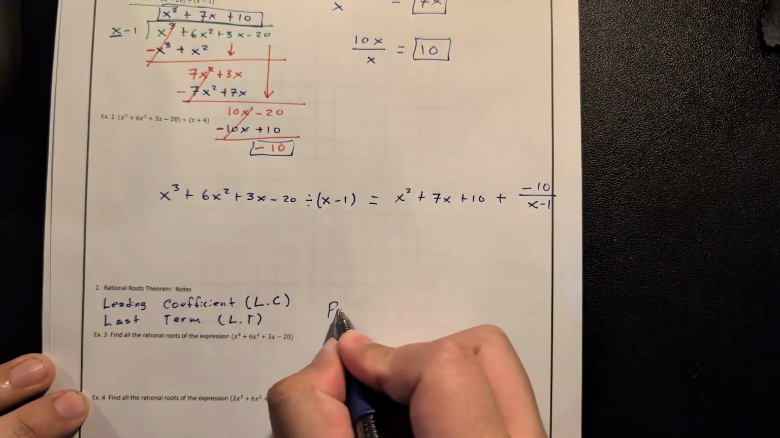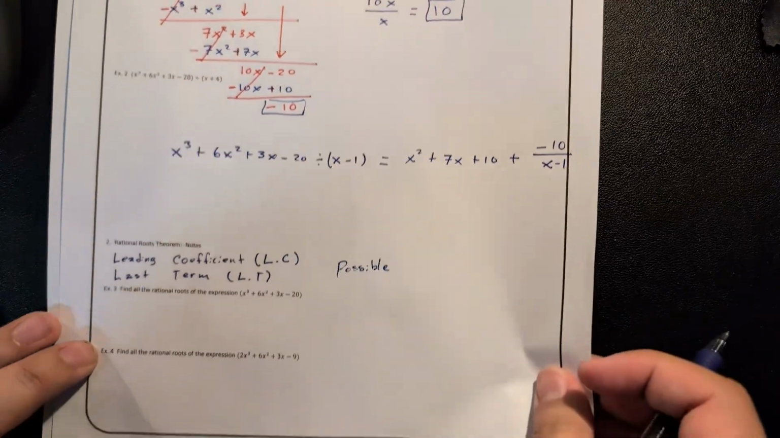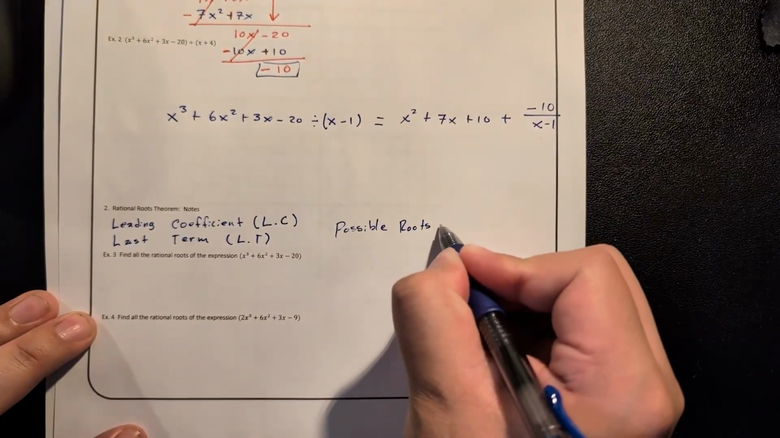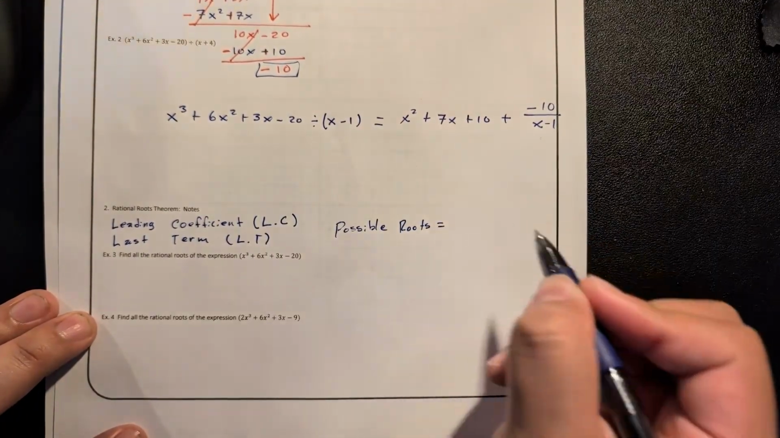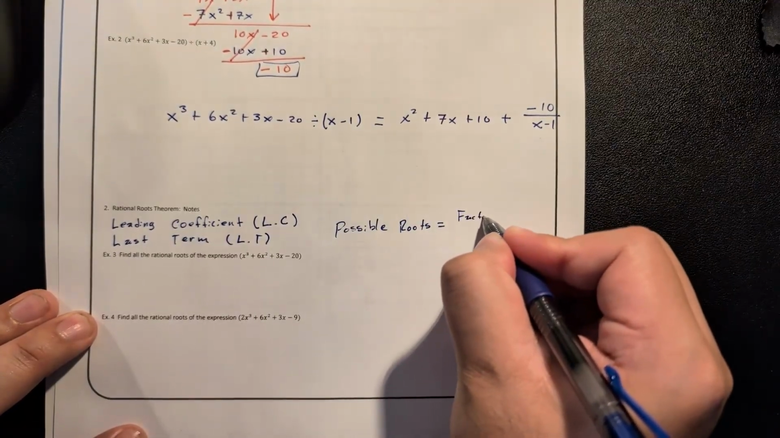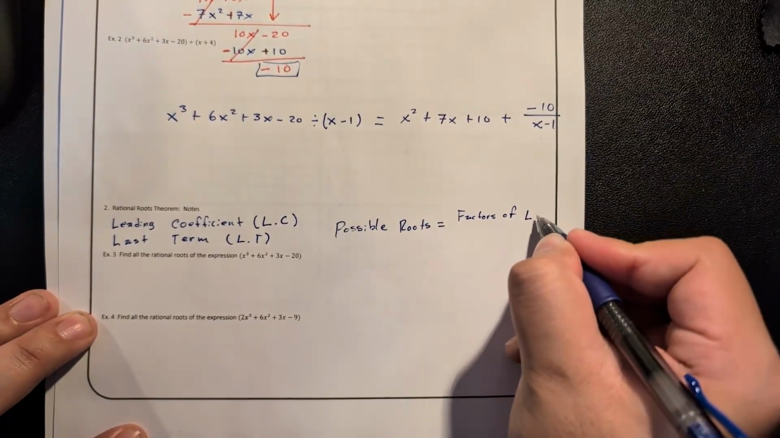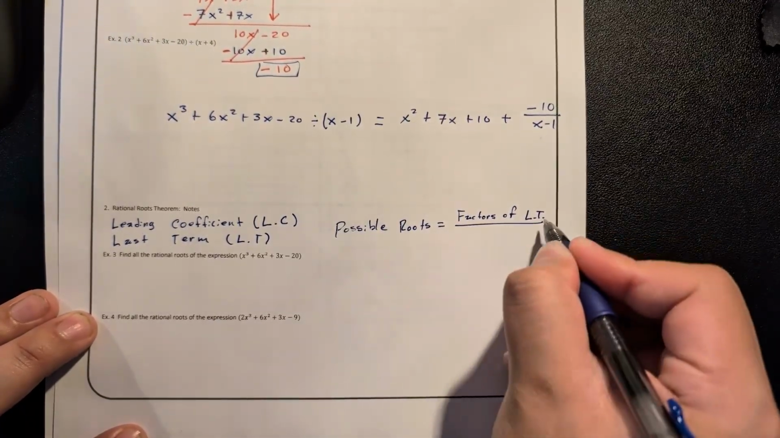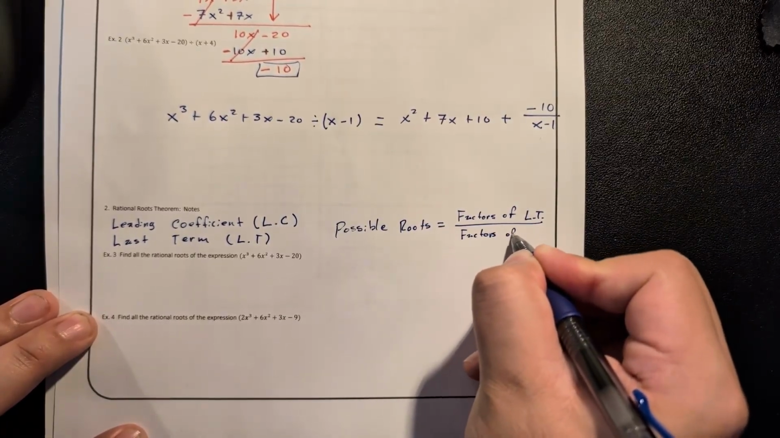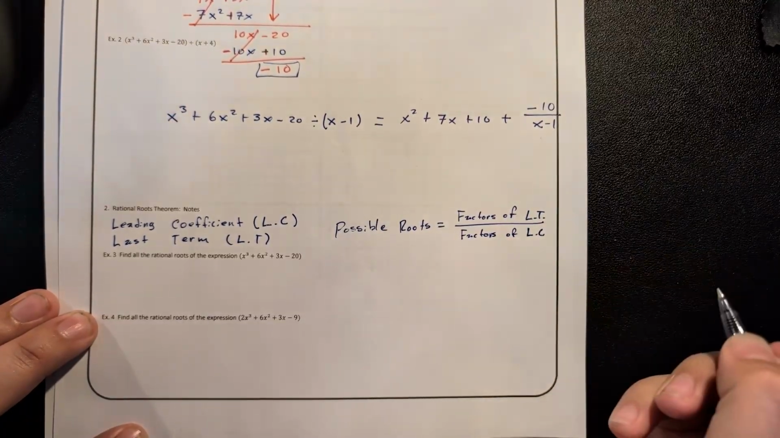Okay, and all the possible roots will be given by the factors of LT over the factors of LC. Okay?